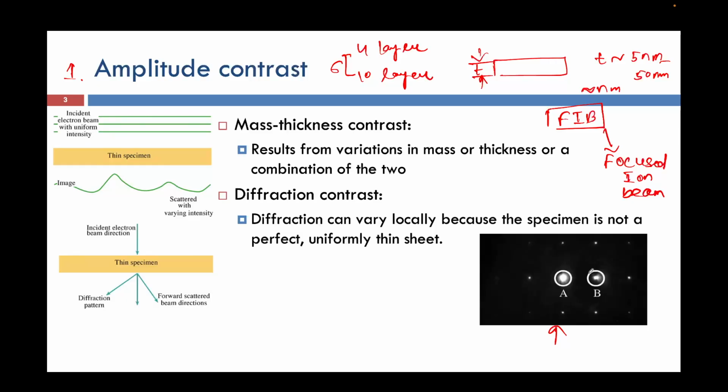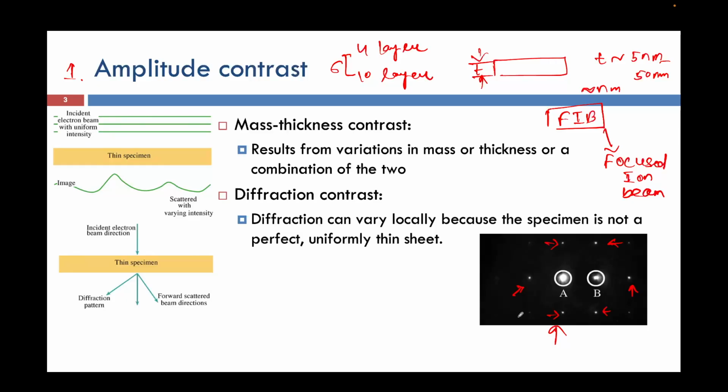However, these are not the only two spots in a diffraction pattern. This is a diffraction pattern, and here we can see that other diffracted spots are also there. All these spots are also some diffracted spots, and they are associated with lattice planes.